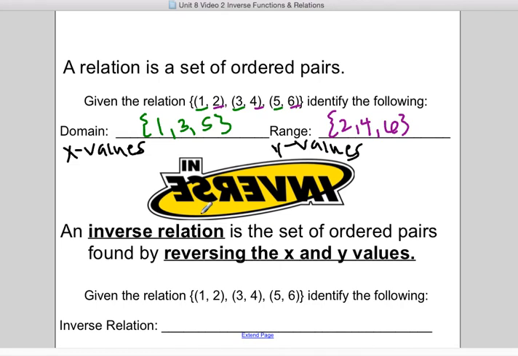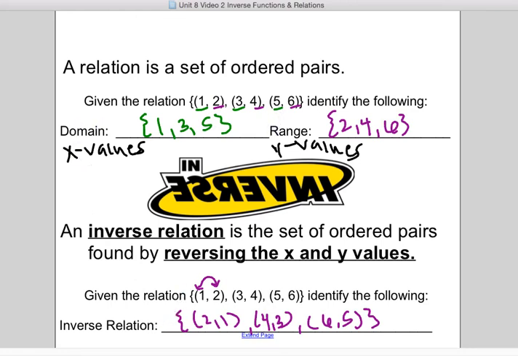Then an inverse relation is the set of ordered pairs that is found by reversing the x and y. So my domain and my range will switch. If we have this relation, we want to identify the inverse relation, so just switch these around. My new relation is (2, 1), then I would have (3, 4), or sorry, whoops, I forgot to flip that one, didn't I? (4, 3), and (6, 5). So an inverse is essentially just switching your domain and your range, your x and your y values, swapping them around.